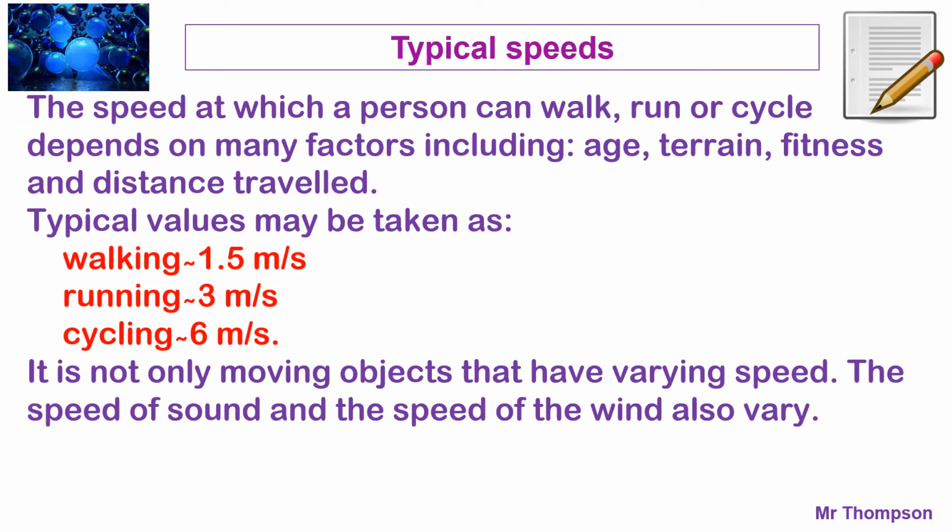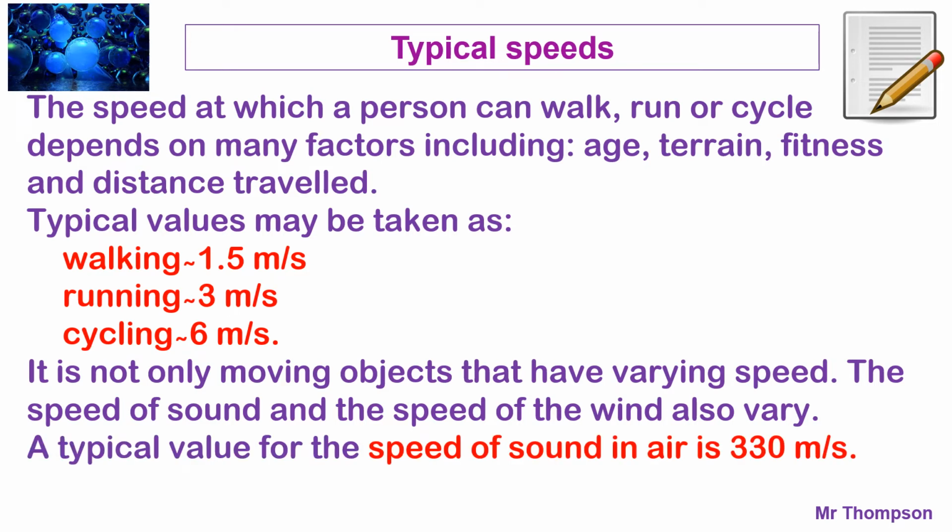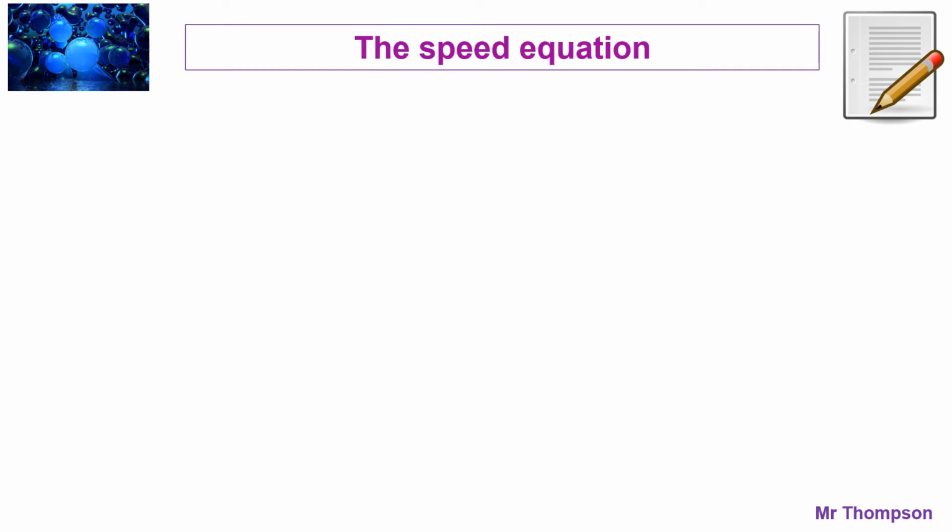It is not only moving objects that have varying speeds. The speed of sound and the speed of wind also vary. So a typical value for the speed of sound is 330 meters per second. So you need to write down what's in red because you need to recall these facts.